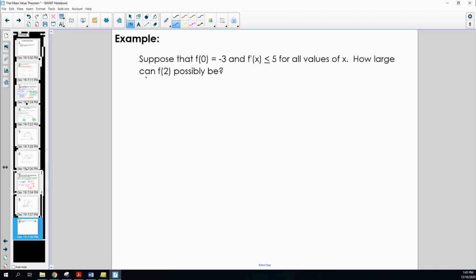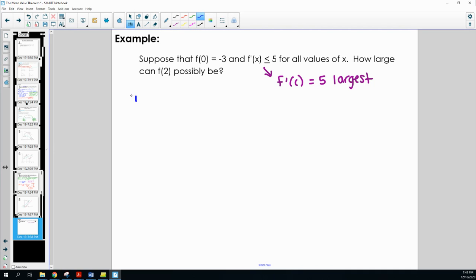So from here, what we're going to do is interpret what we were given. So f prime of x has to be less than or equal to 5. So what that means is that f prime of c, the derivative, at most can be 5. Equals 5 is the largest. So the derivative has to be less than or equal to 5, so the largest that it can be is 5.